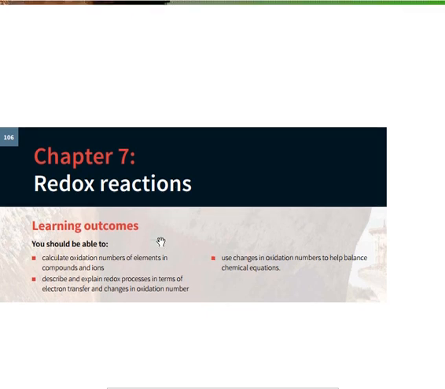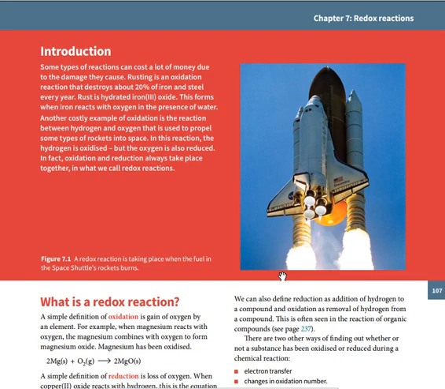So, redox reaction, we need to know the learning outcomes. Calculate the oxidation number of elements, compounds and ions. Describe and explain redox processes in terms of electron transfer and change in oxidation number, and use the changes in oxidation number to help balance the chemical reaction.